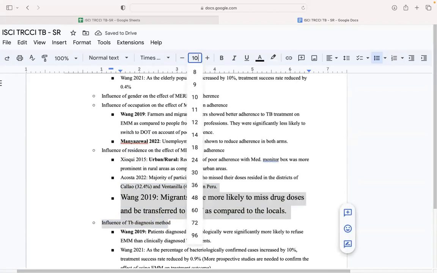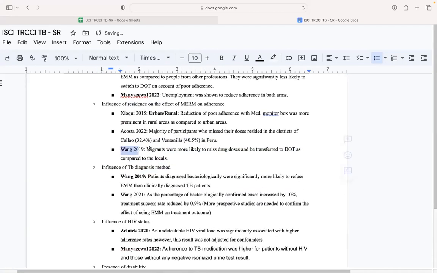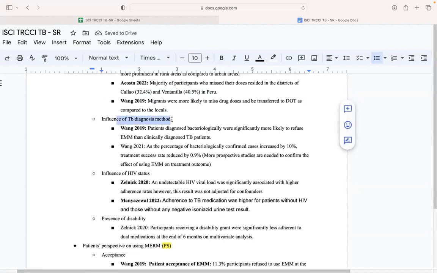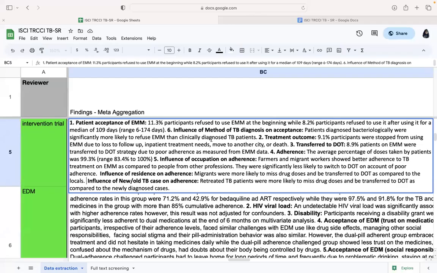Just reduce the size. So our paper also talks about residents, and these papers also talked about the majority of participants with misdiagnosis belonging to these areas. RC talks about migrants versus locals. This one study talks about urban versus rural, right? Now, influence of TB diagnosis method, WANG 2019: those diagnosed bacteriologically were more likely to refuse EMM. That's exactly what we saw here. Influence of method of TB diagnosis, right?